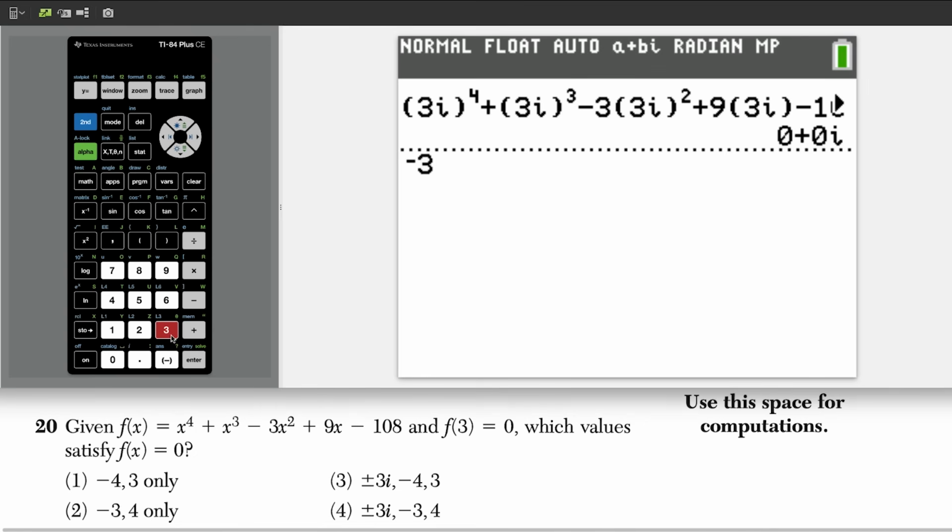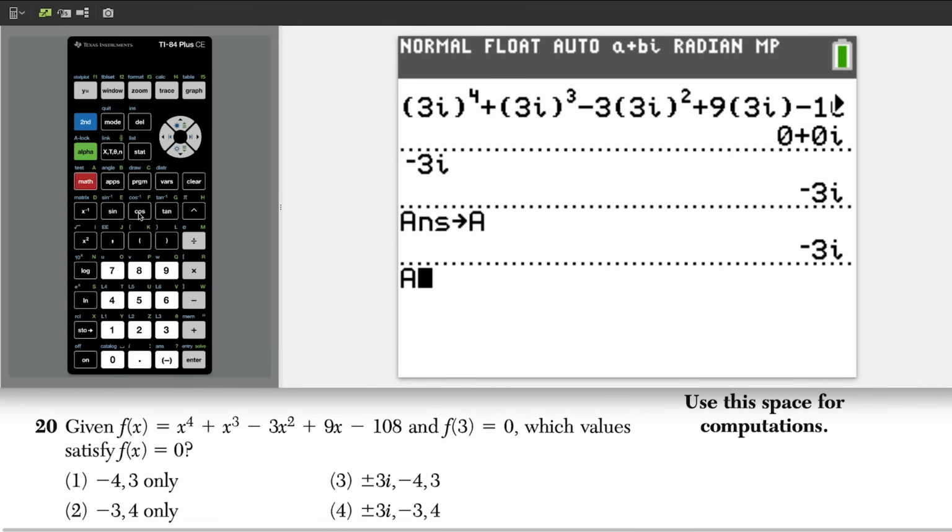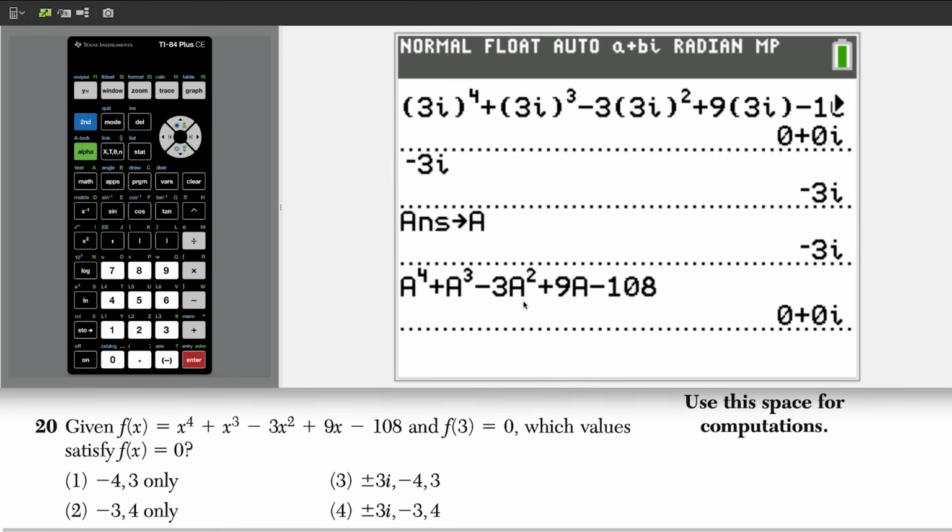Just know though, I could do something like this. Minus 3i, I could type in, and then I could store this as the letter a. So that way I could just type in the expression here on the right, but instead of x, I'll plug in a. And if I do it this way, this will show me that the other root does in fact check out. So I'll just show this once. So a to the fourth plus a to the third minus 3 times, and not second, we're going to use alpha to get the a button. So minus 3a squared plus 9a, and then minus 108. And notice here, we get another 0 plus 0i. So choice 3 is definitely our answer.